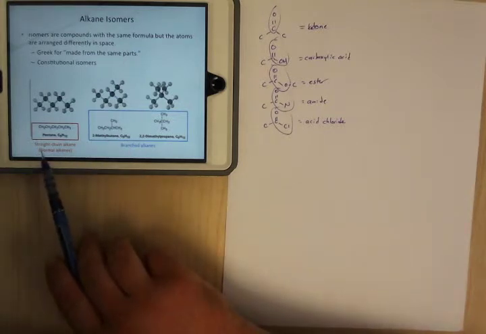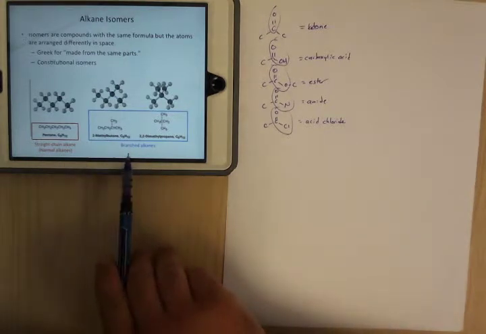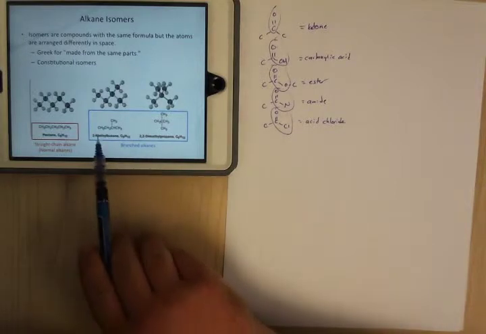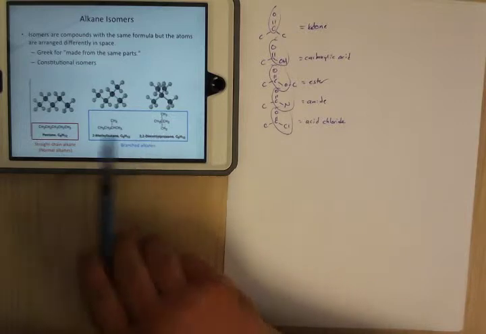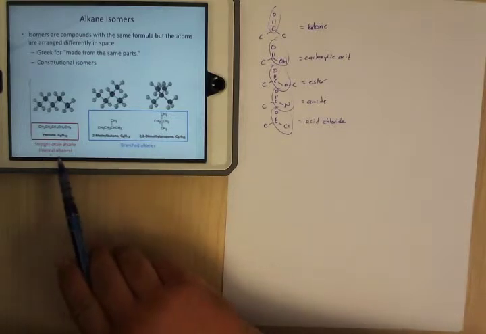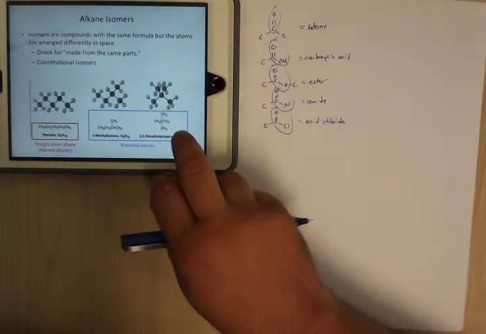So these are called isomers. This is sometimes called a straight chain alkane. This is sometimes called a branched alkane. This would be the main trunk of the tree, and you have branches coming off of it. The straight chain ones are also sometimes called normal alkanes.